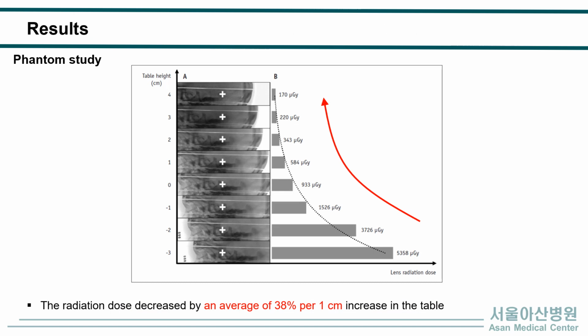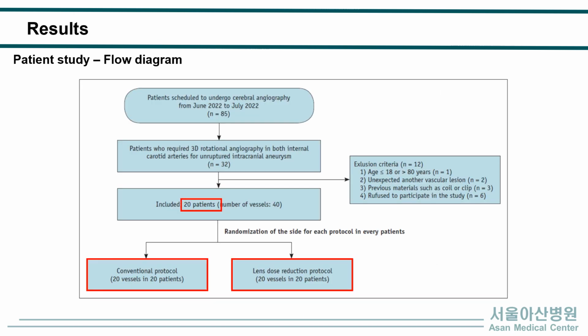This is the result of our study. In the phantom study, the radiation dose to the lens decreased by an average of 38% per 1 centimeter increase in the table height. In the patient study, a total of 20 patients were included. The lens dose reduction protocol was randomly applied to one side, and the conventional protocol without table adjustment was applied to the other side.